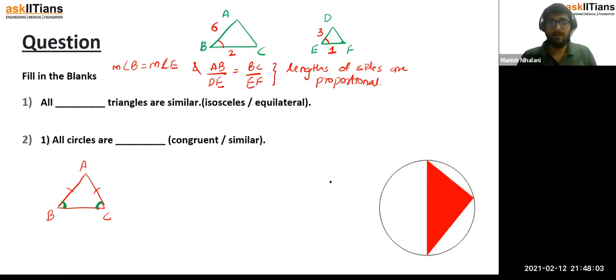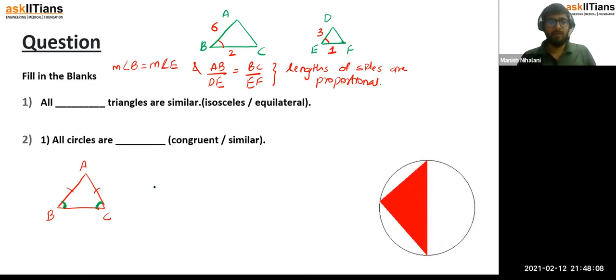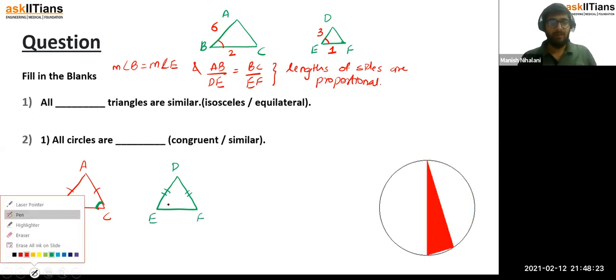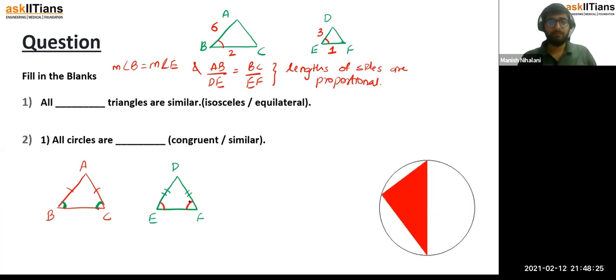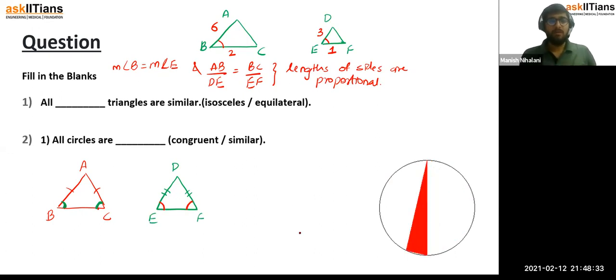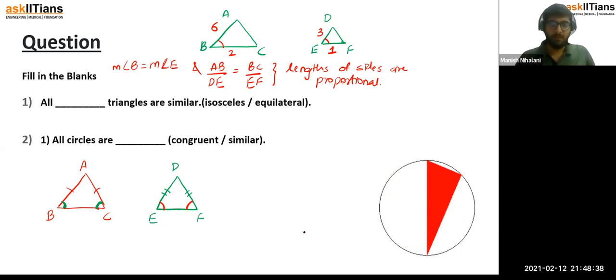So first we need to understand whether all isosceles triangles are similar. If this is one isosceles triangle and then we have another isosceles triangle like this, let's say this is DEF, we need to understand whether these two triangles will always be similar or not. So triangle ABC and triangle DEF, will they be similar? What do you all think?